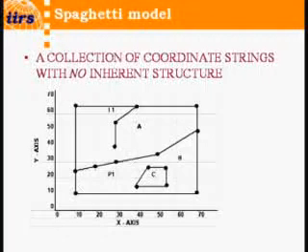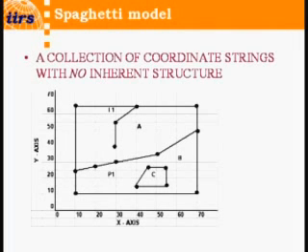This is a very old structure, and there are some limitations to this particular data structure. We'll discuss the spaghetti structure, the whole polygon structure, the points and polygon structure, and the topological structure. Now if you see a spaghetti model, here you have a collection of coordinate strings with no inherent structure. With no inherent structure means it does not have any spatial relationships attached to it.